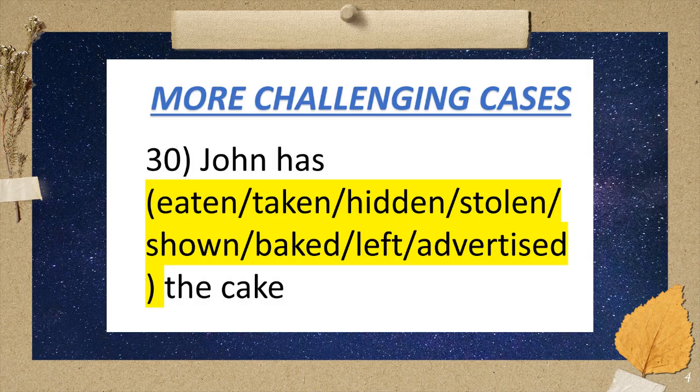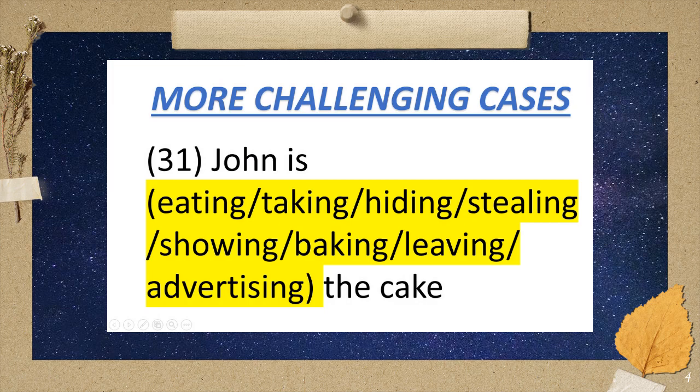Furthermore, we notice the verb after auxiliary have must be in past participle form, which in English often ends with -en or -ed. In this sentence, we have John has eaten or taken or hidden the cake. While the verb after auxiliary be must be in present participle form. For example, in this sentence, John is eating or taking or hiding, stealing, or showing the cake.